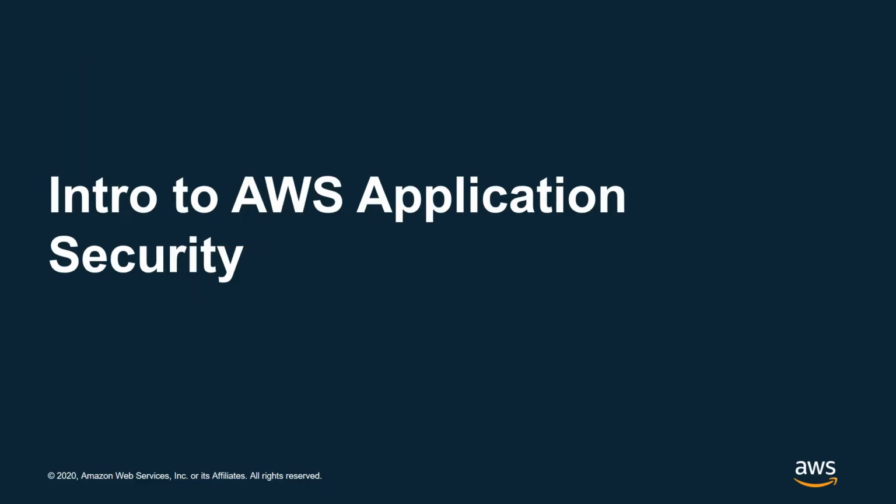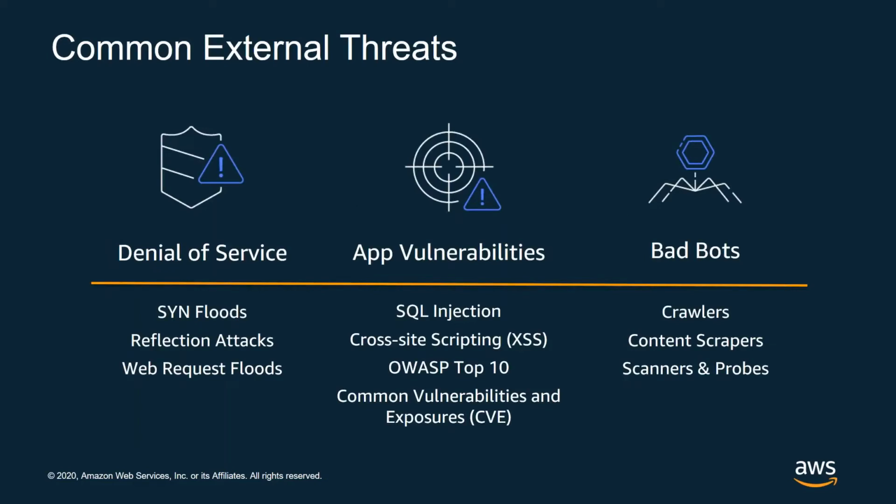So let's take a look at an introduction to application security on AWS. There are kind of three categories of common external threats. In a nutshell, denial of service, app vulnerabilities, and bad bots. So when we think about denial of service, what we're really concerned about here from the user perspective is the availability of your application. So these specific types of threats, and a few of them are listed below, such as SYN floods or reflection attacks.